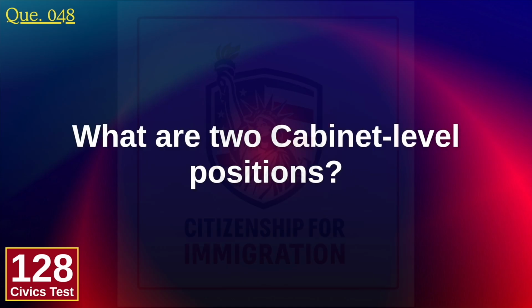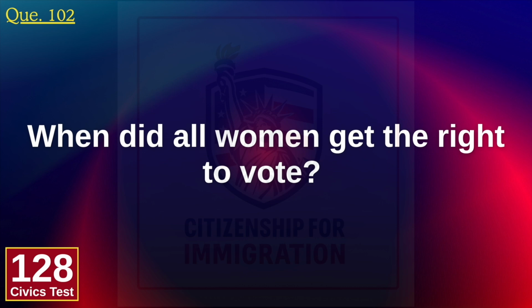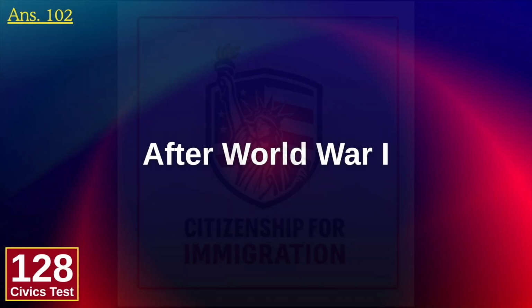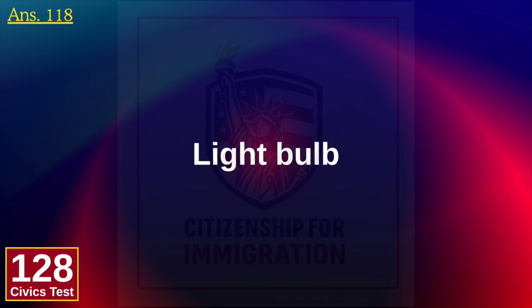What are two cabinet-level positions? Secretary of Education, Secretary of Energy. When did all women get the right to vote? After World War I. Name one example of an American innovation. Light bulb.